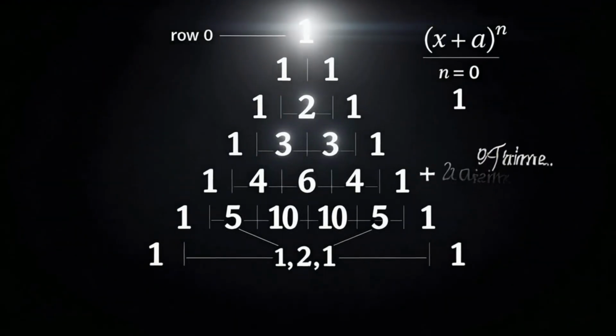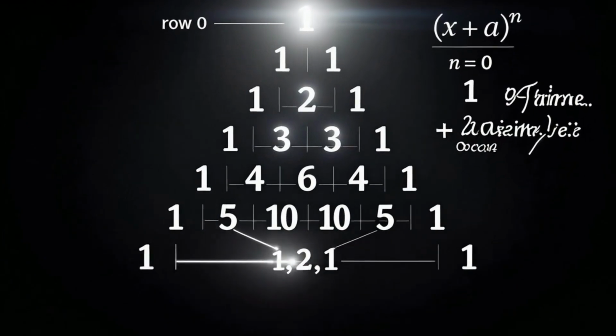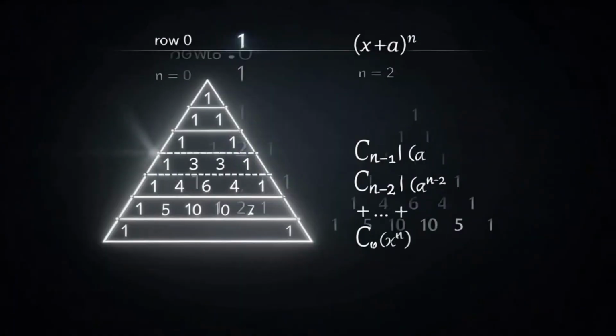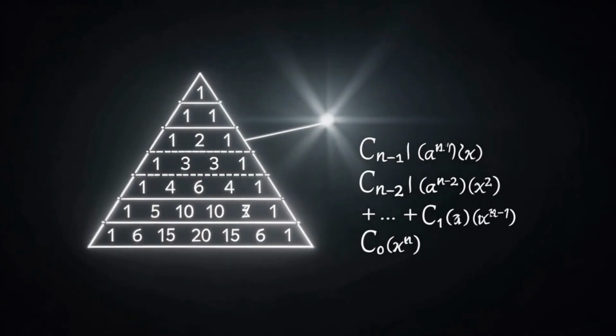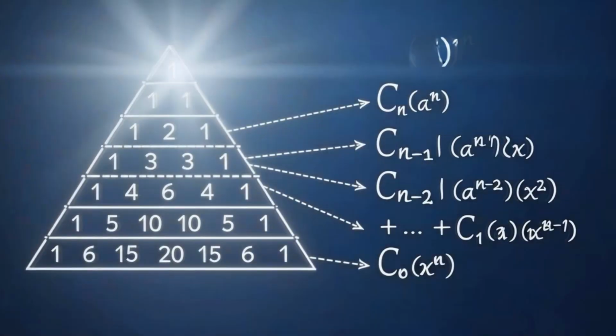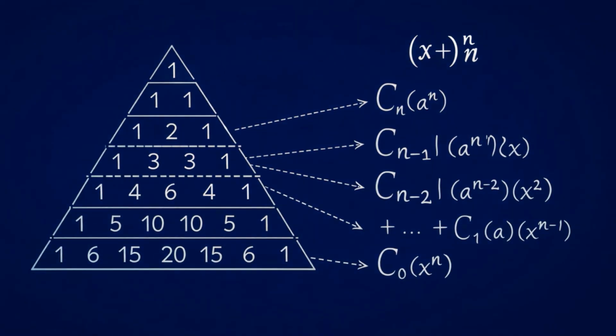So Pascal's triangle is doing something remarkable. It gives us the coefficients of these expansions instantly. If you have the triangle, you can read the expansion. And if you know the expansion, you already know which row of the triangle it belongs to.